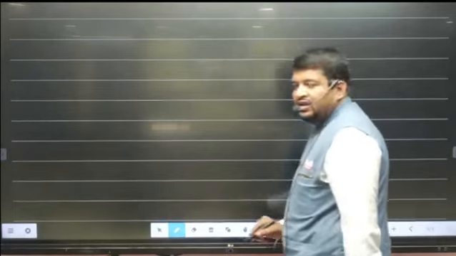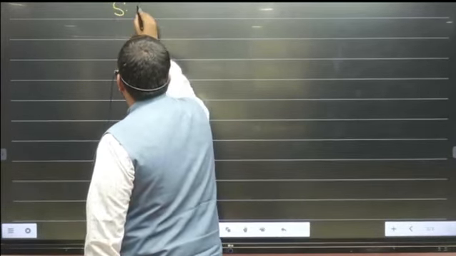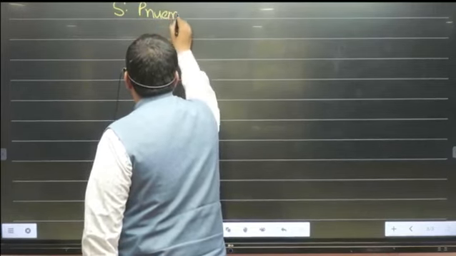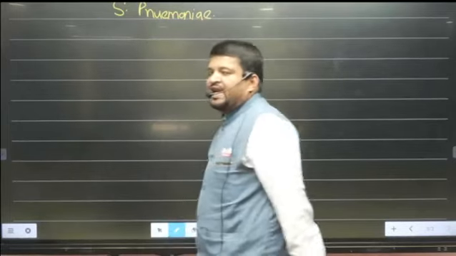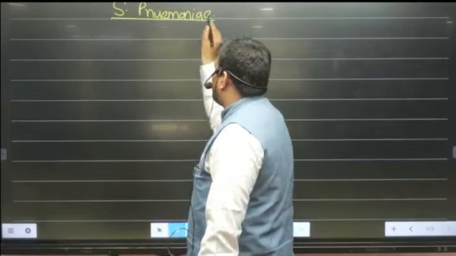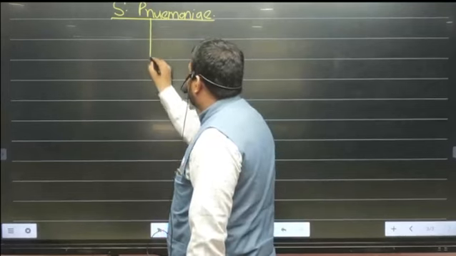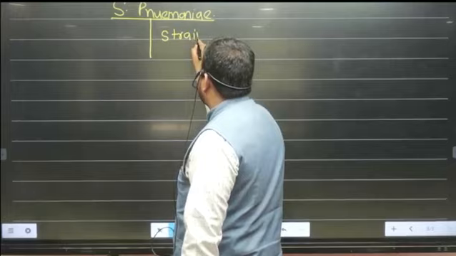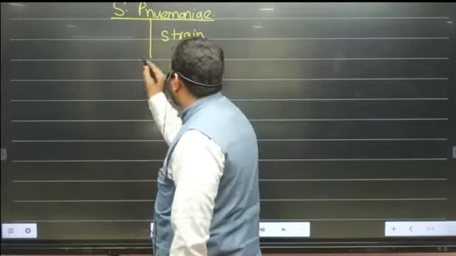So the scientist Frederick Griffith used the bacterial species known as Streptococcus pneumoniae for his experimental work. The pathogenic species Streptococcus pneumoniae actually had two kinds of strains.